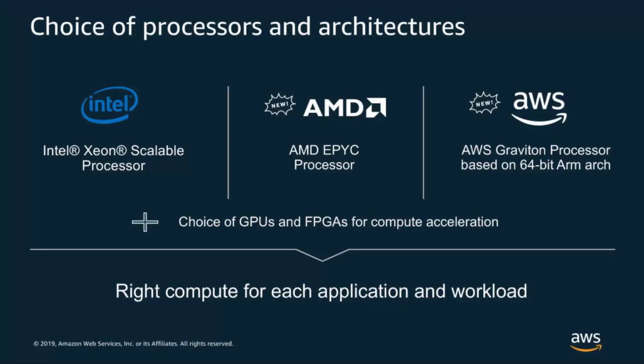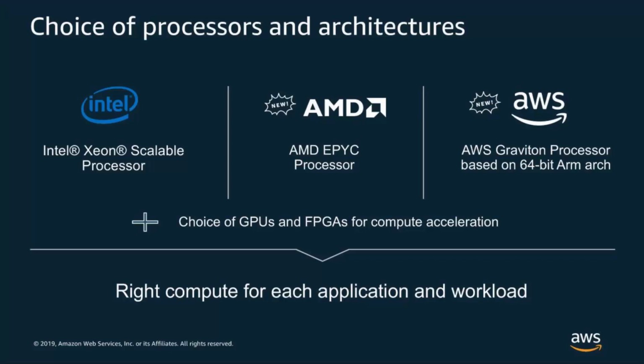So one of the key topics for this presentation is going to be the choice of processors and architectures. We have a very broad offering of instance types that leverage Intel Xeon Scalable processors. And until the end of last year, that was the dominant option within our portfolio for customers. Now, customers tell us that they were looking for various options around different cost points or different instance features.